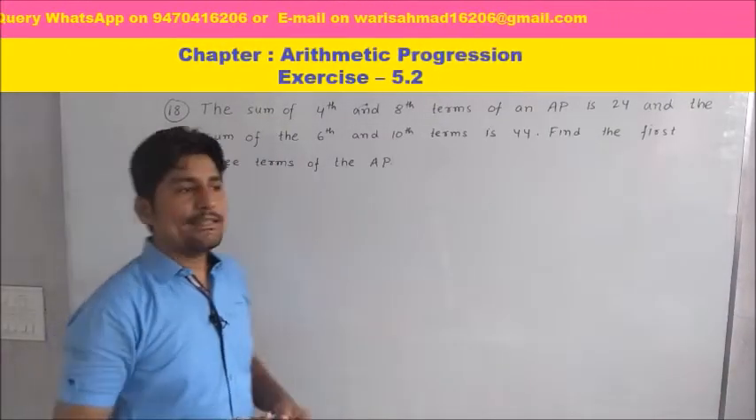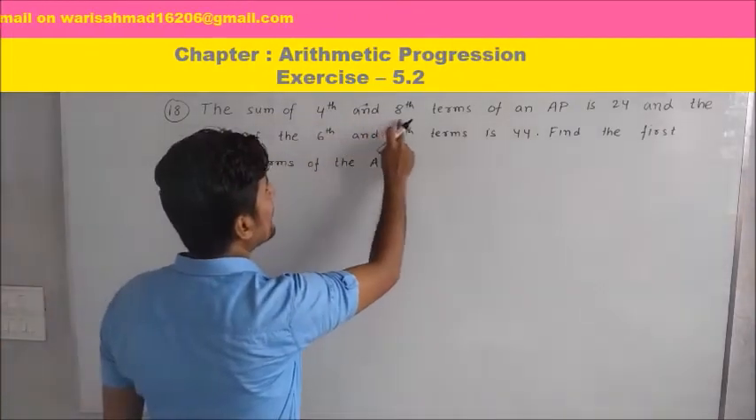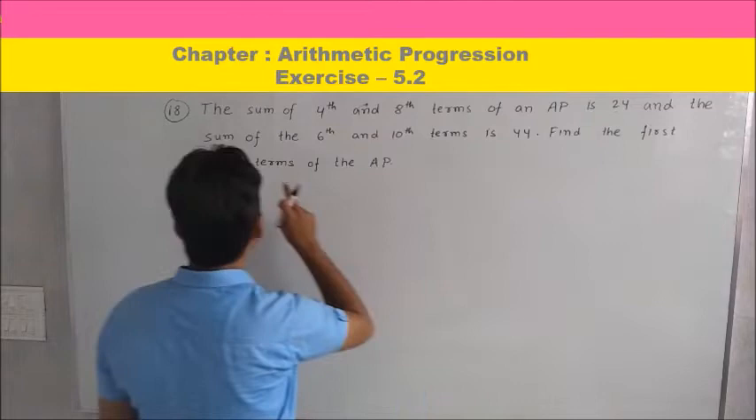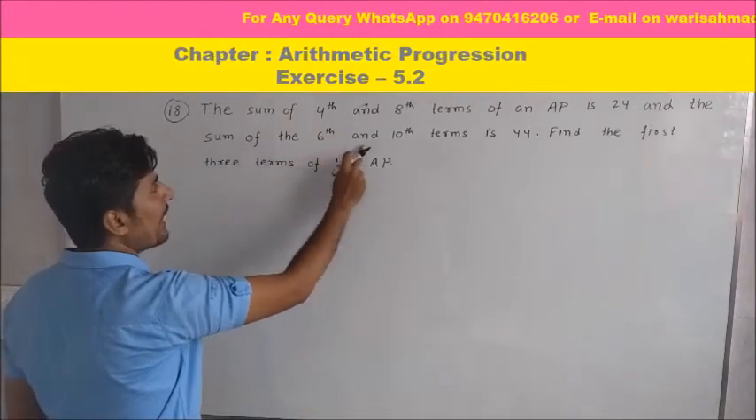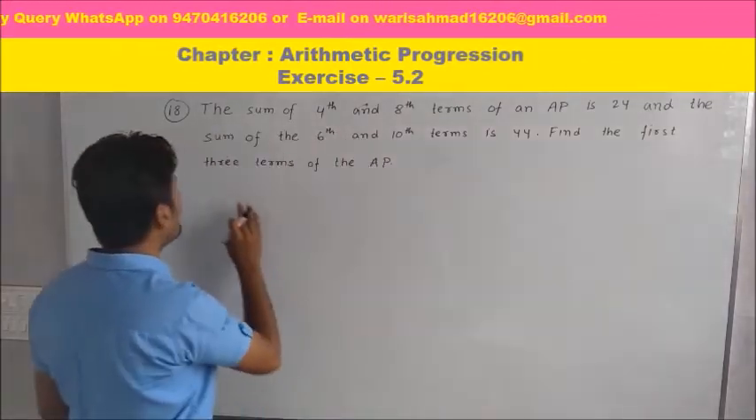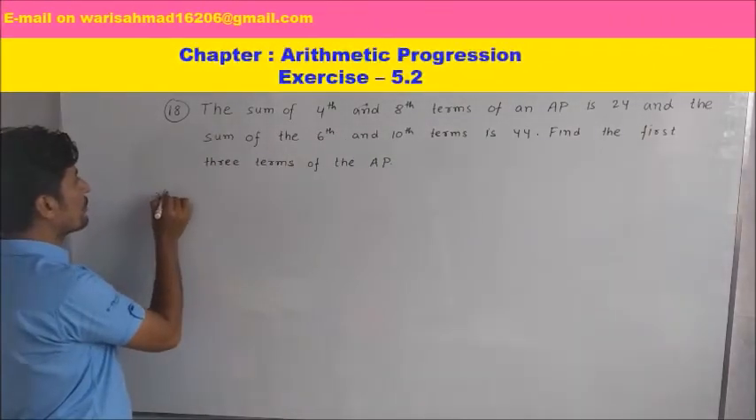Now let us see the 18th question of the same exercise. The sum of the 4th and 8th term of an AP is 24 and the sum of the 6th and 10th term is 44. We have to find the first 3 terms of the AP. So let us see the solution.